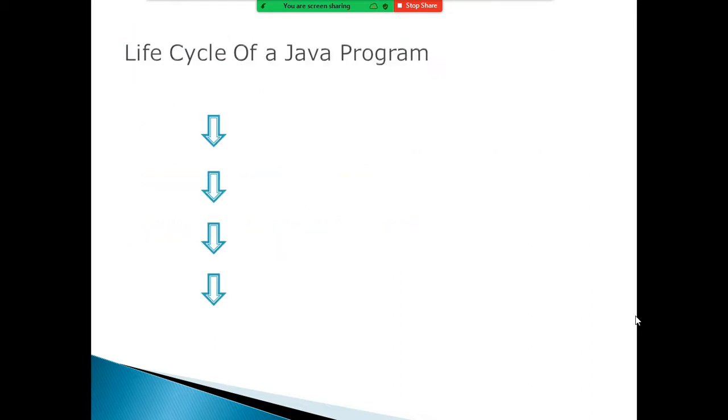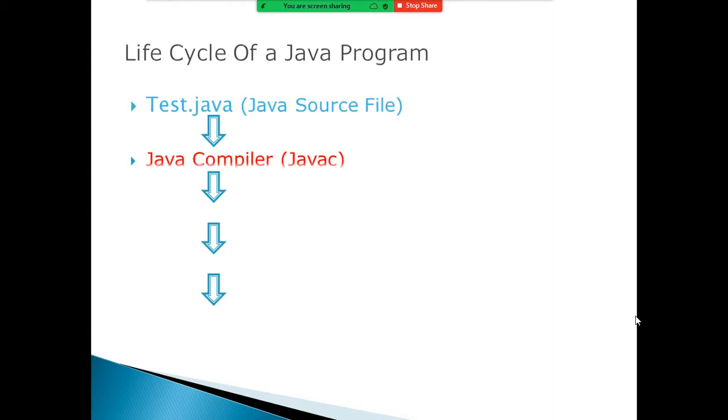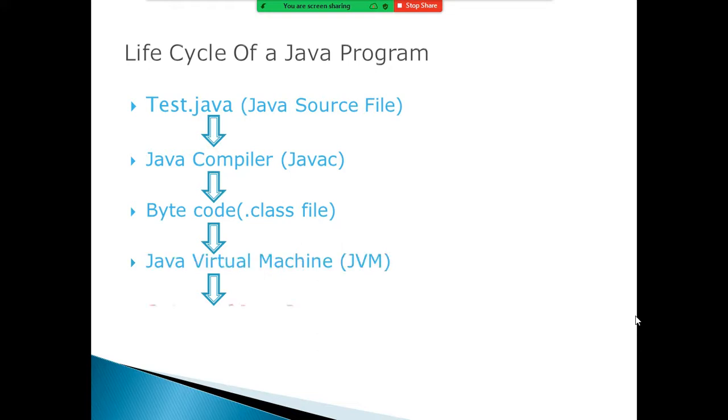Now, sir, the life cycle of a Java program. You know already the life cycle. First of all, Test.java. Then we submit this code to the Java compiler. Then the Java compiler will generate the .class file, that is bytecode. This bytecode we submit to the JVM, and the JVM will generate the output. Correct or not? Yes, correct, sir.